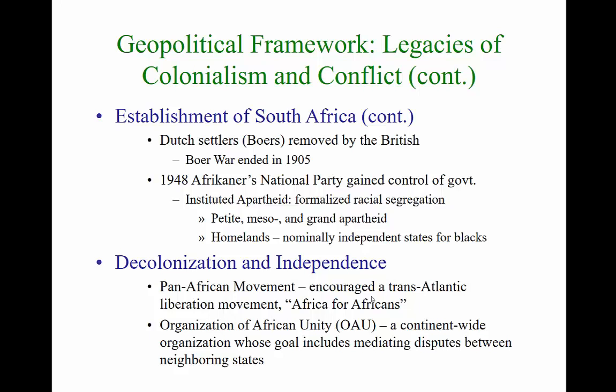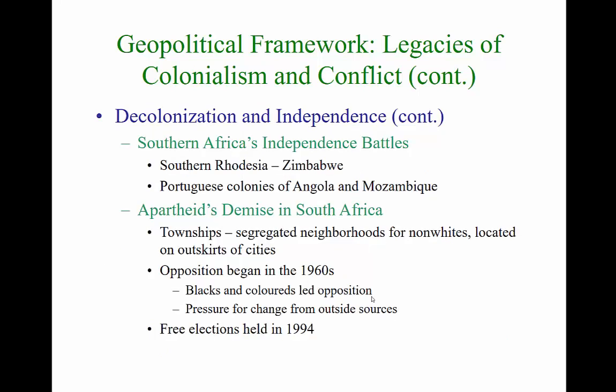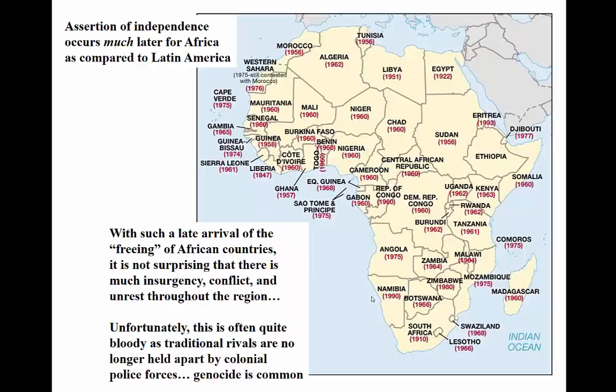This talks about the establishment of South Africa that we alluded to before. And then this whole idea of decolonization and independence. The end of apartheid. So you can see places like Zimbabwe, 1980. Recently in the news, we have a guy named Robert Mugabe. He's been the president of Zimbabwe since 1980. He was recently ousted, I believe in the year 2017 or 2018.